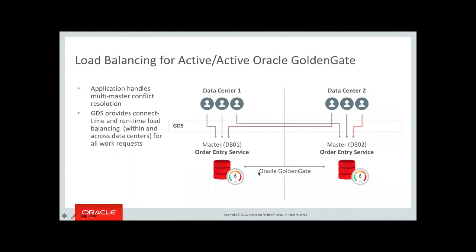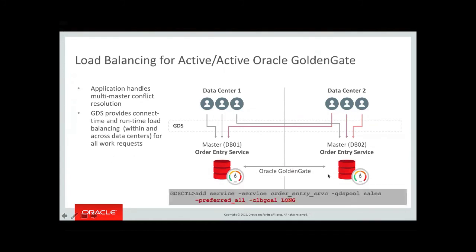So if my goal is to load balance my workload across these two master-master databases, I would define my service, my order entry service in this case, to have preferred all. That means run on any database, but my connection load balancing goal is long. Okay. So with these attributes set, all my incoming connections are load balanced across both these databases. So this includes both read-only as well as read-write workloads. Okay. So now that's load balancing for active-active.